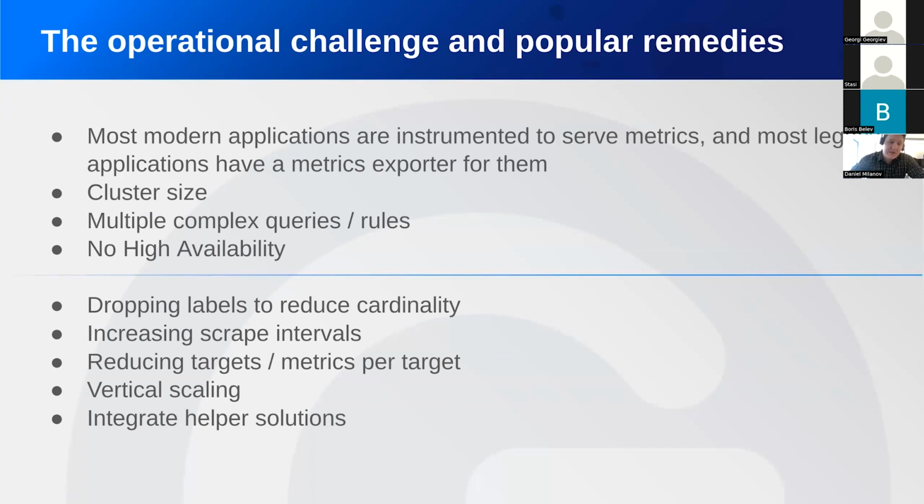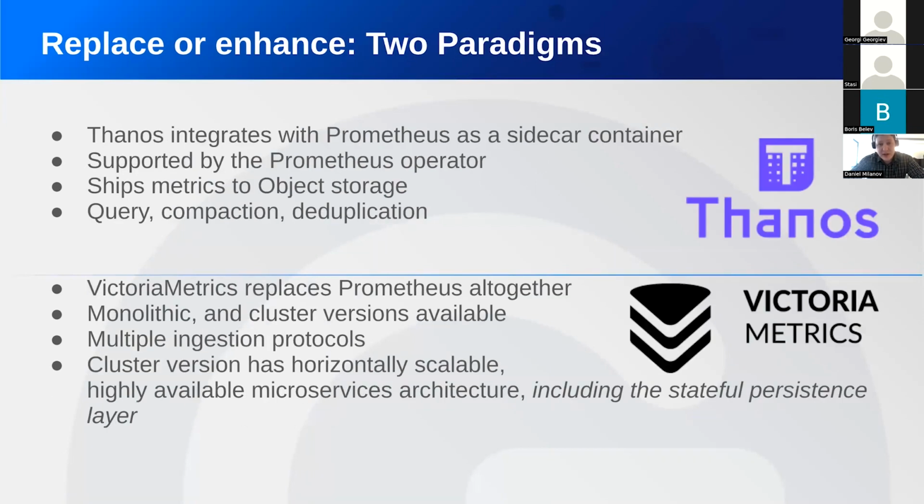But once you run out of options like these to deal with a problematic Prometheus instance, which needs too much resource, you will try and find some kind of helper solution. And today we'll be focusing mainly on Victoria Metrics, but just to get it out of the way first, I'm going to mention Thanos, which is another way to extend and enhance Prometheus. So Thanos is not a drop-in Prometheus replacement.